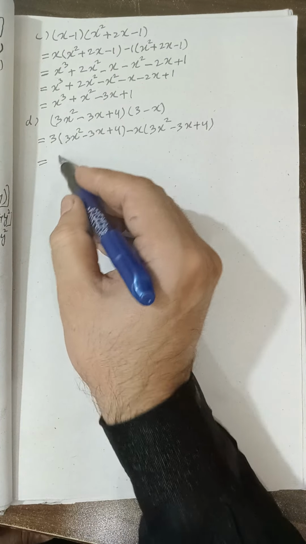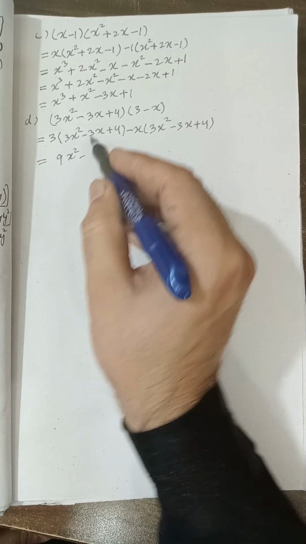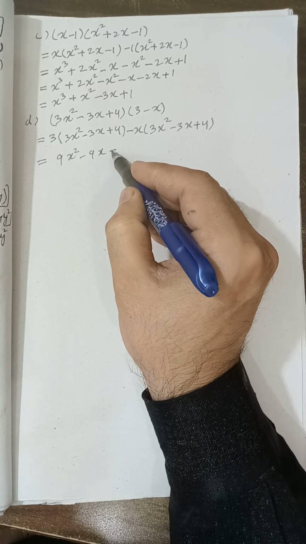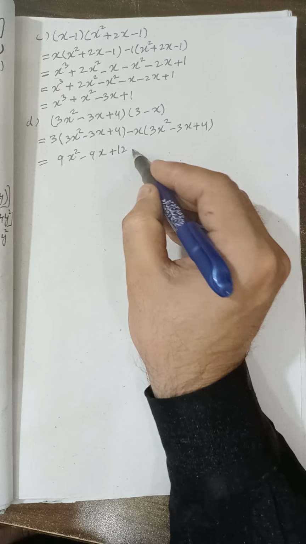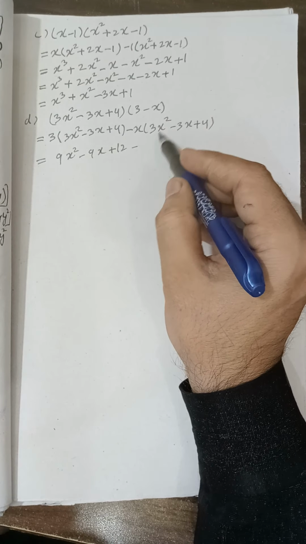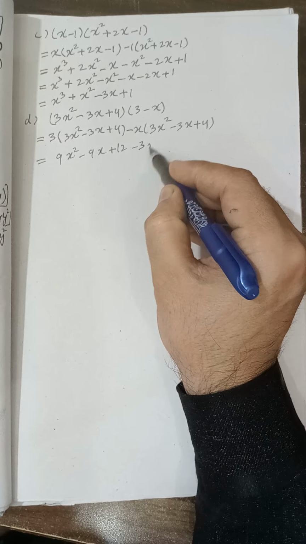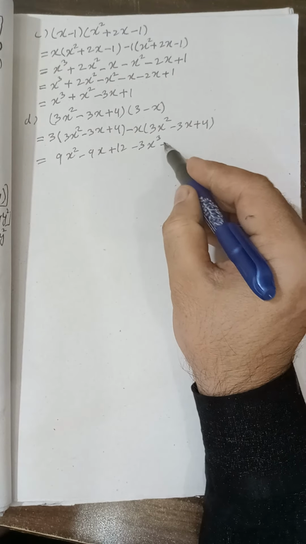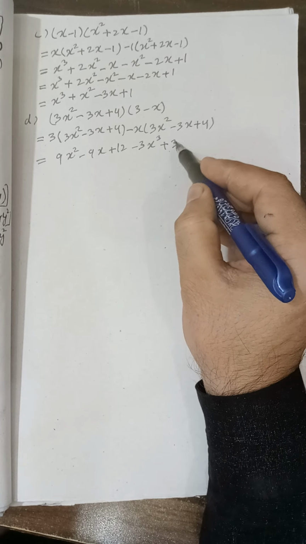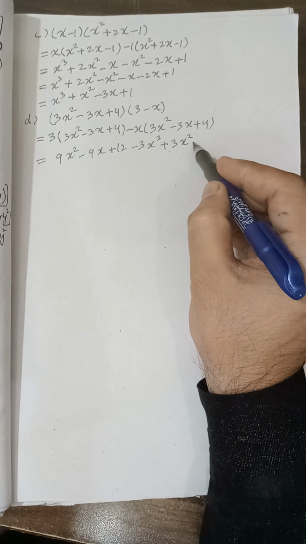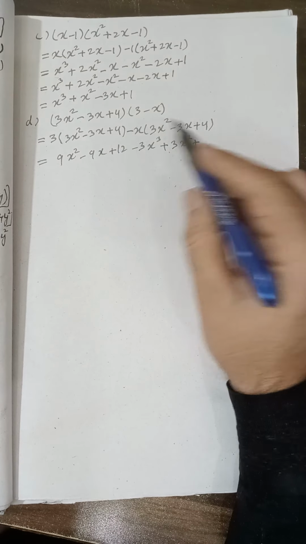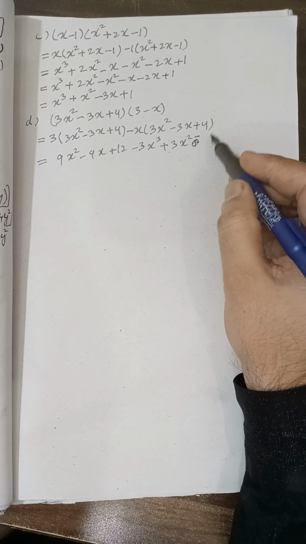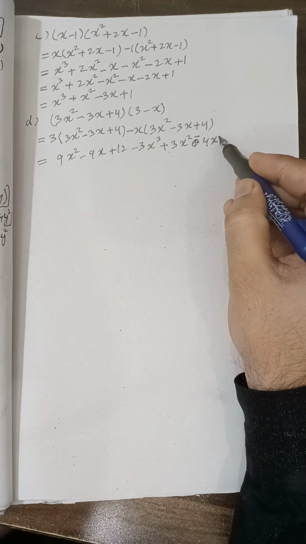Now you should multiply. 3 3s are 9 and x square there, minus 3 3s are 9 and x there, plus 3 4s are 12. Minus x when multiplied by x square it will become minus x cube, and 3 1s are 3 here. Due to this minus sign change the inner sign, and 3 will be there. X multiplied by x is equal to x square, plus due to minus sign you will change this plus sign into minus sign. Right here minus sign, and 4x will be here.